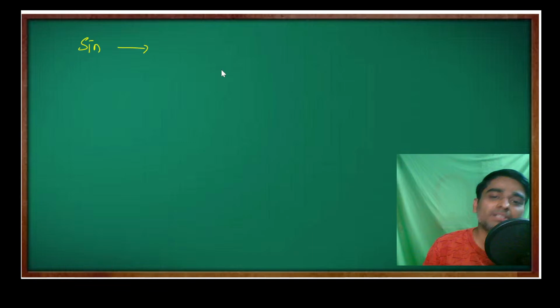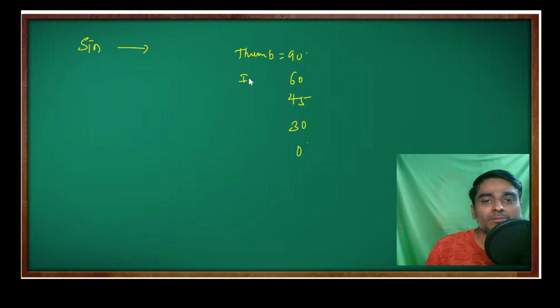Now I also told you how to remember sine. Okay, thumb. Remember thumb is 90. Then you will come in decreasing order: 60, 45, 30, 0. After the thumb, what comes? Index. Then what comes? Middle. Then the ring finger. I am sorry, 4 fingers. This is index. Then this is the small one. In this order.